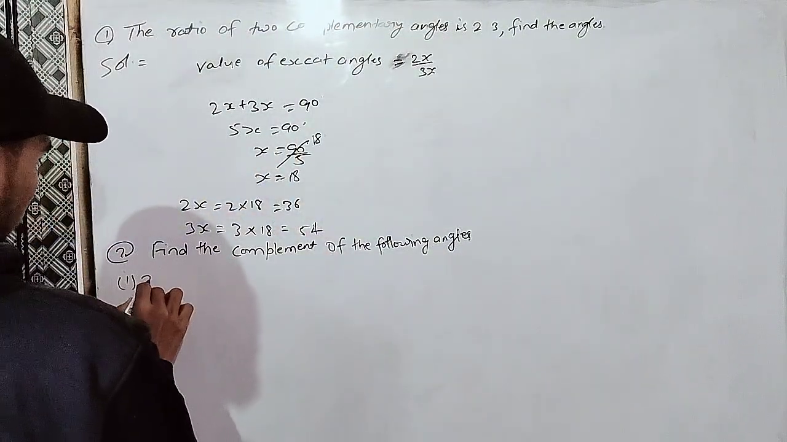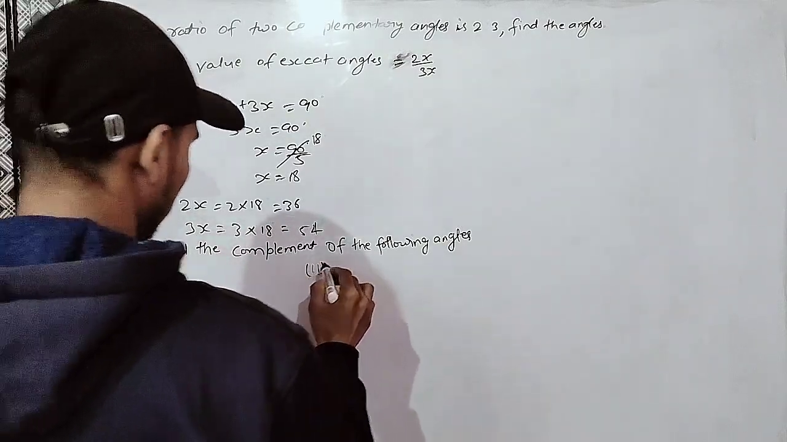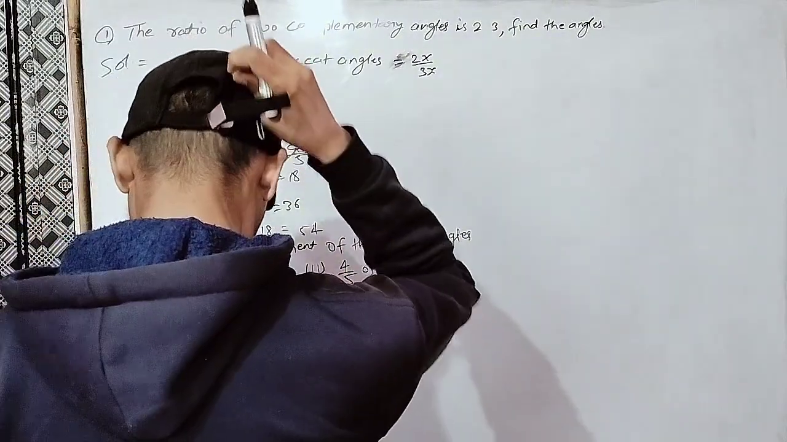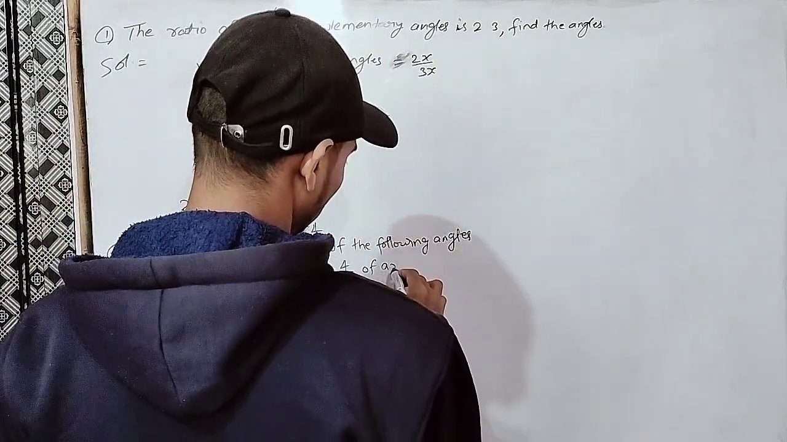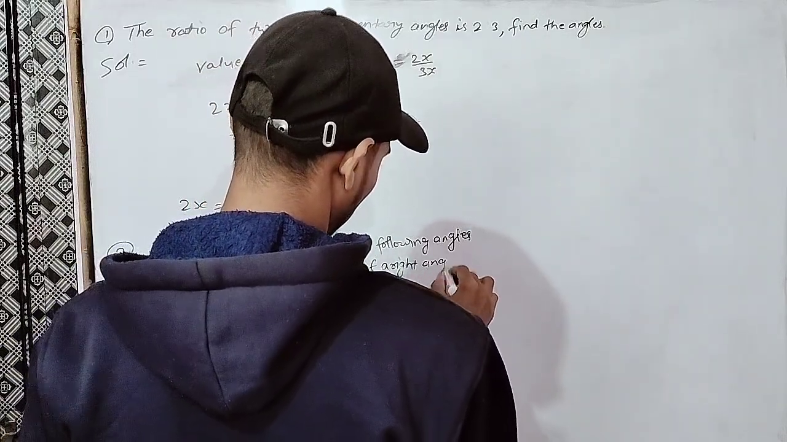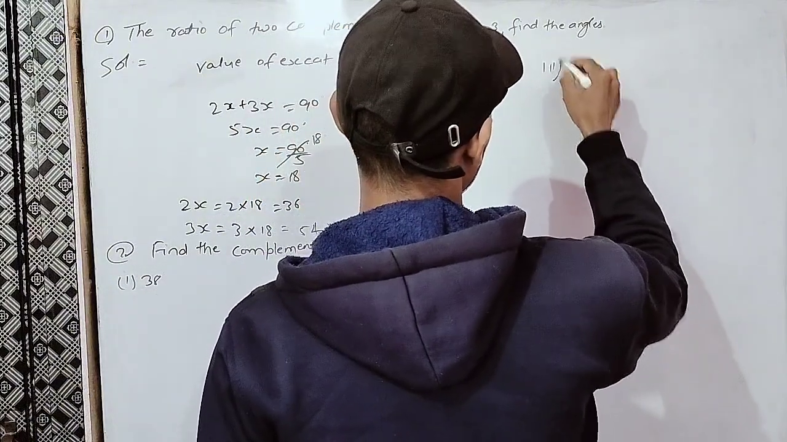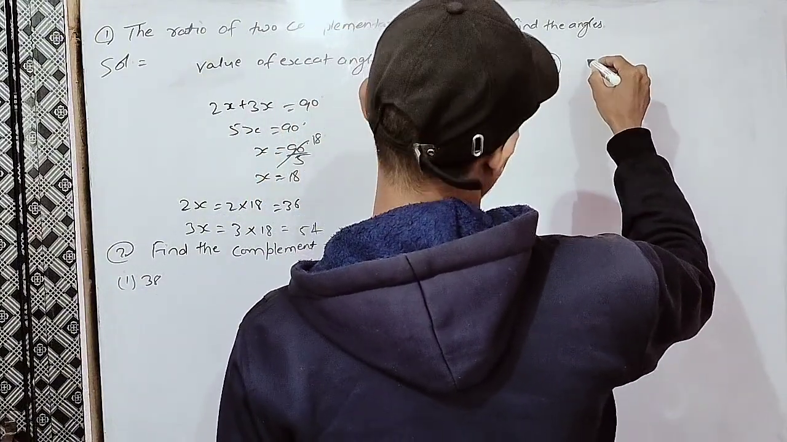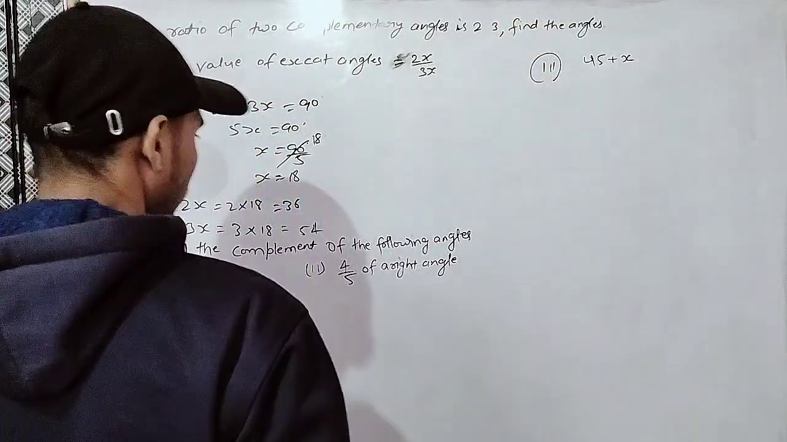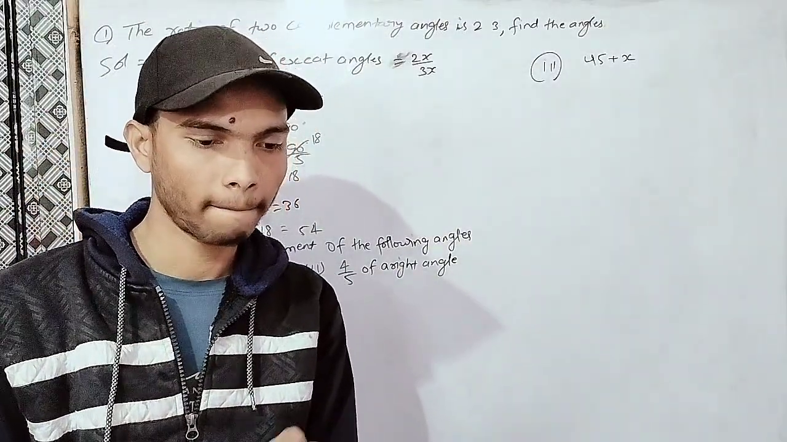First is 38 degree. Second is 4 by 5, a right angle. Third is 45 plus x. Now, the question is saying you have a complement angle.